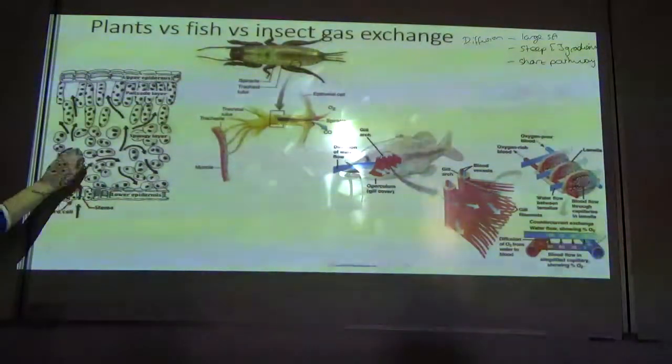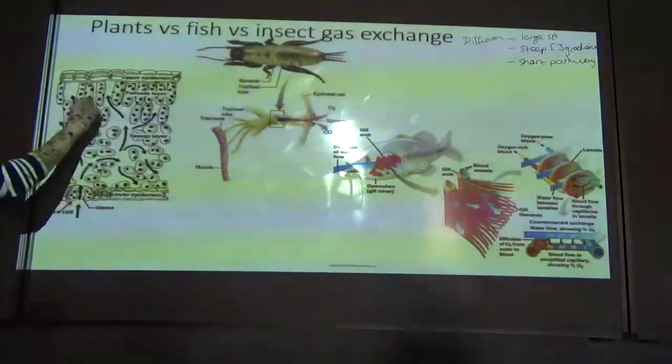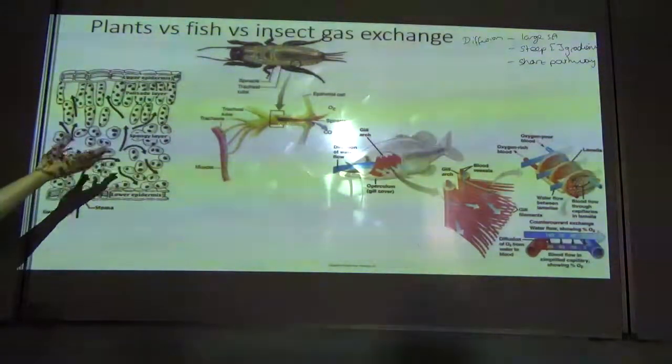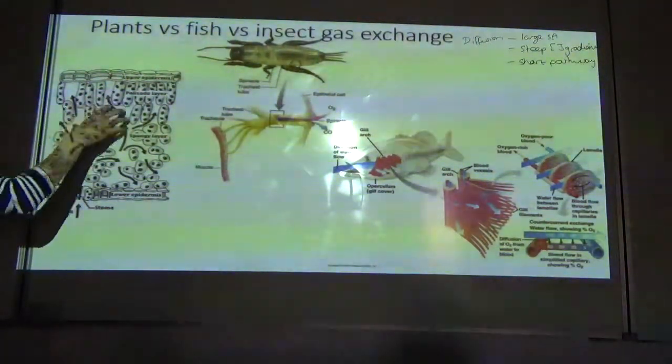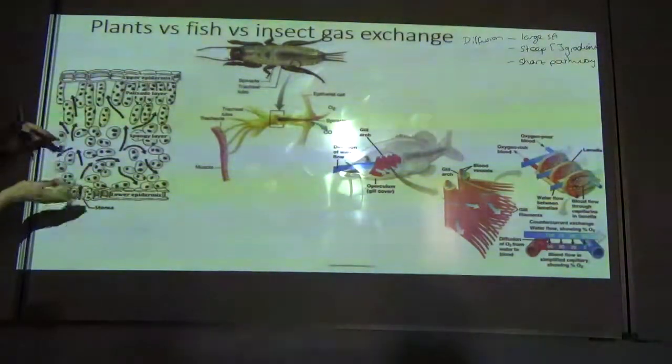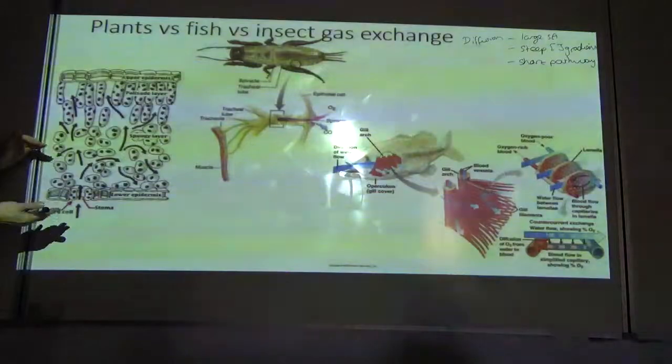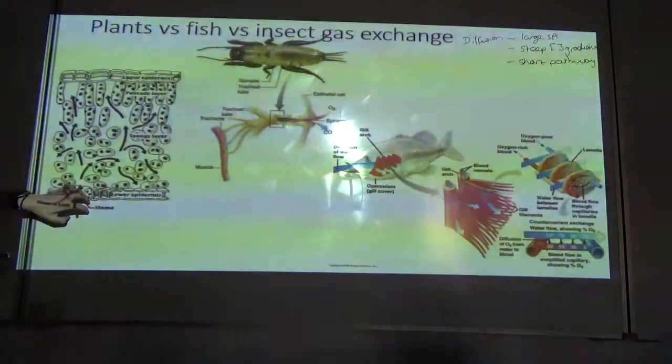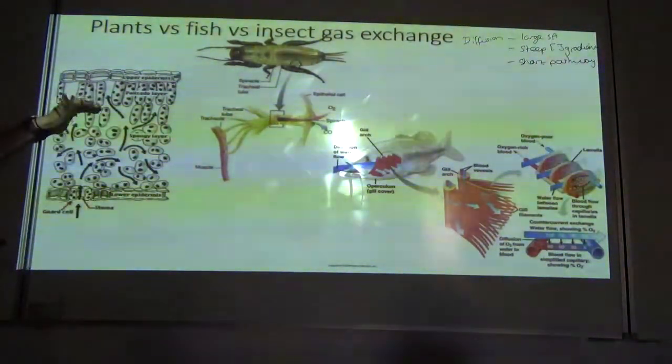You notice that the carbon dioxide is only having to diffuse through a couple of cells before it reaches the palisade layer. So these cells get a good level of carbon dioxide because of the thinness of the leaf. So it's a very, very short diffusion pathway from the stoma in the lower epidermis to the palisade cells.